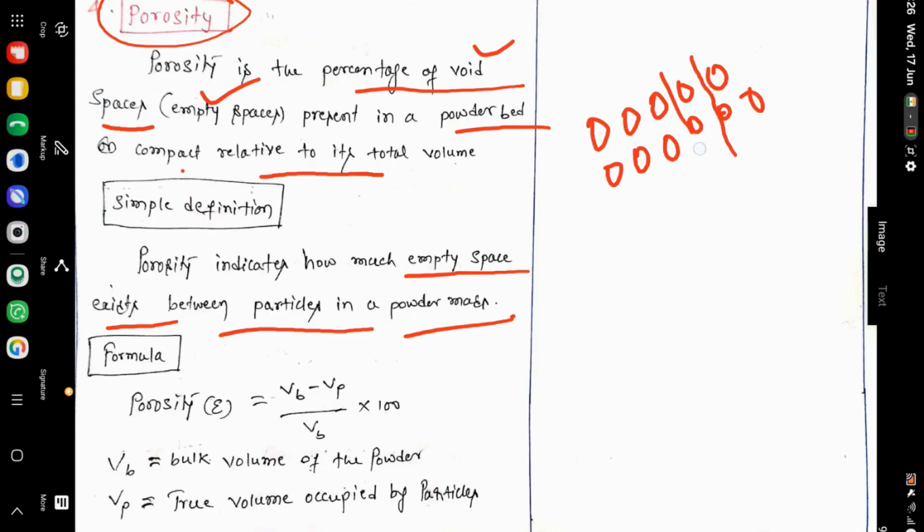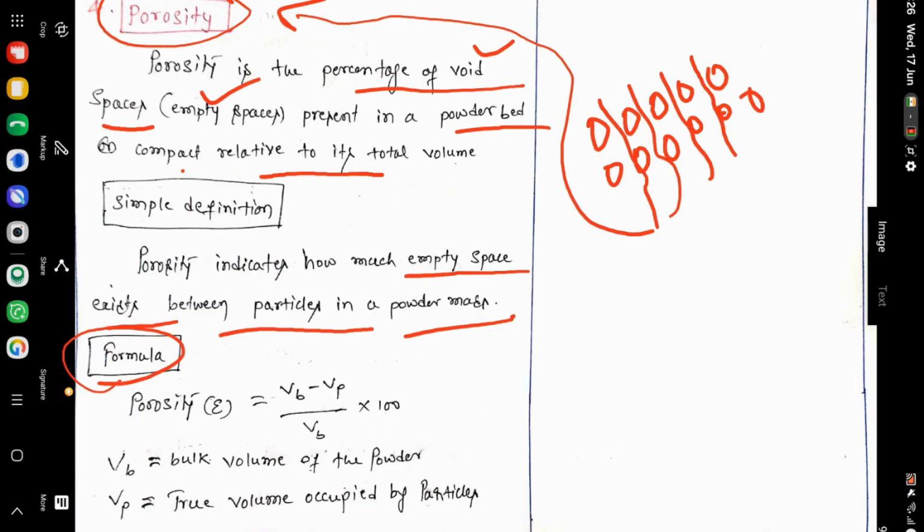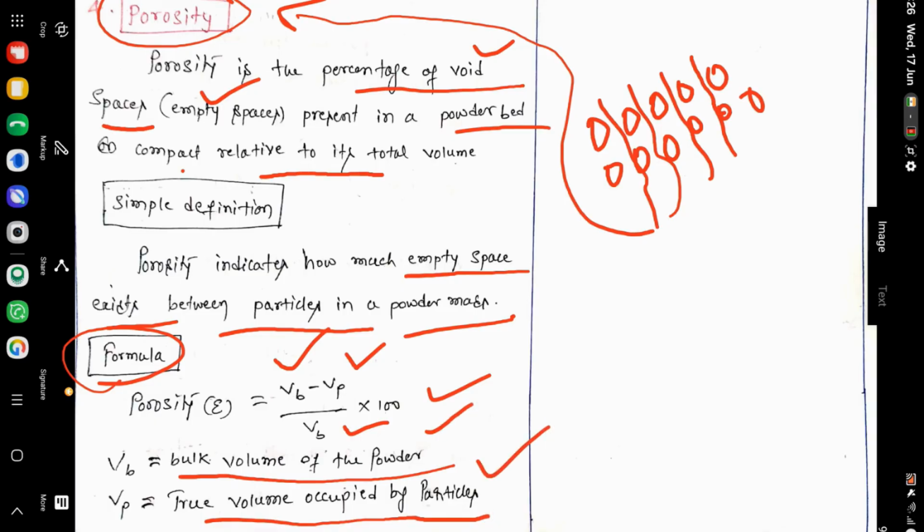So this empty space is called porosity. Porosity, that is void spaces. Now here is the formula to calculate the porosity. Porosity is equal to (VB minus Vp) divided by VB into 100. Here VB means the bulk volume of the powder, Vp means the true volume occupied by the particles. Bulk volume and true volume we will discuss in the upcoming slide.